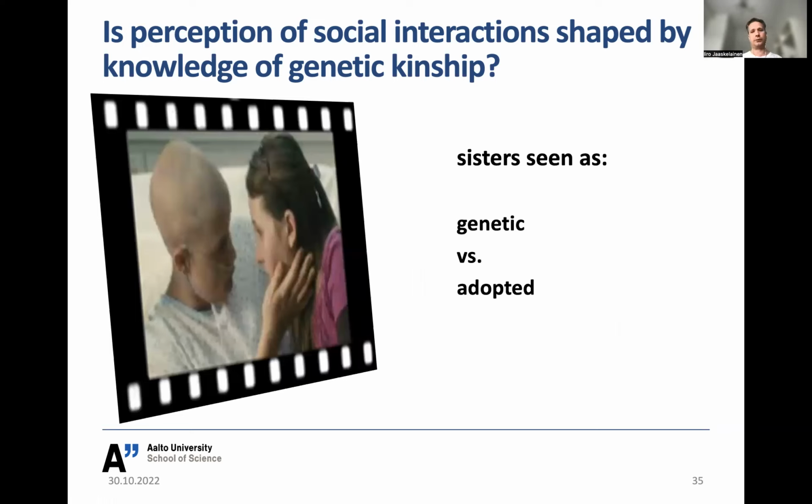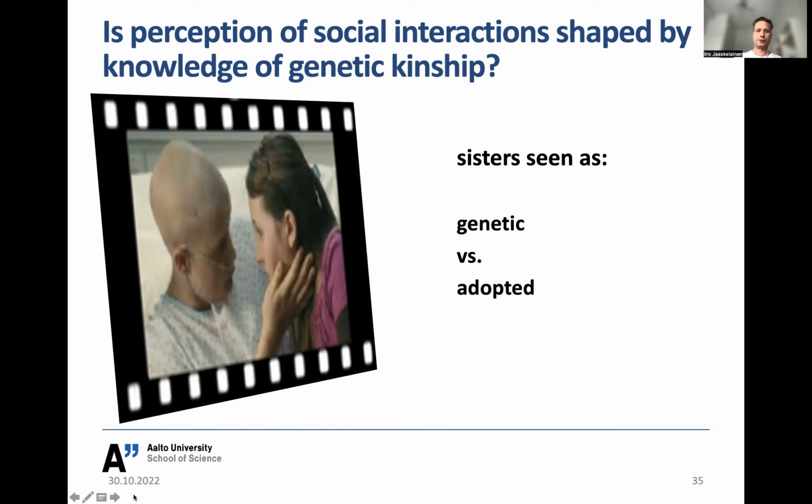So I would say, in addition to asking the subject, as we do in behavioral studies, we also ask the brain. So I mean, does the brain see this differently? And so the experimental subjects were watching a movie called My Sister's Keeper. One sister is sick with cancer. The other is healthy and is to donate a vital organ to the sick sister. And the sisters are seen as genetic versus adopted on different runs.